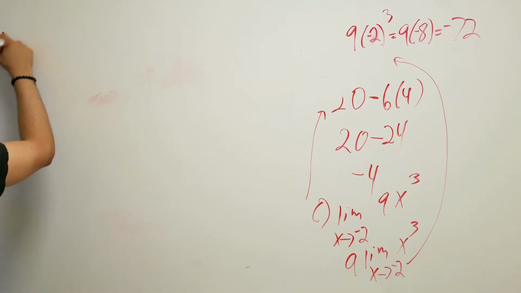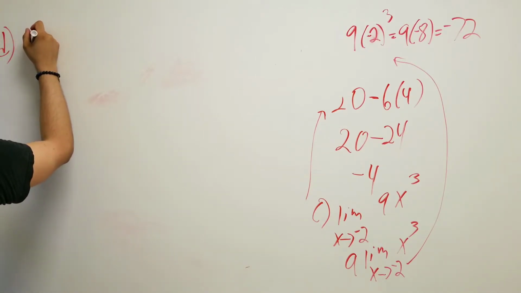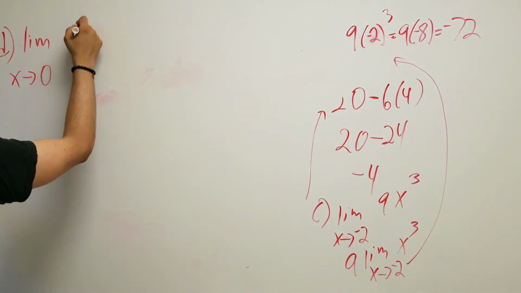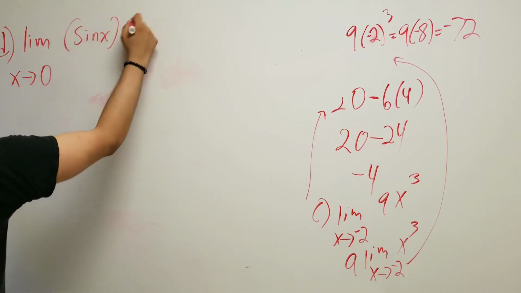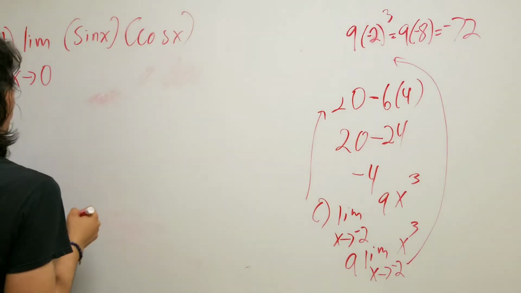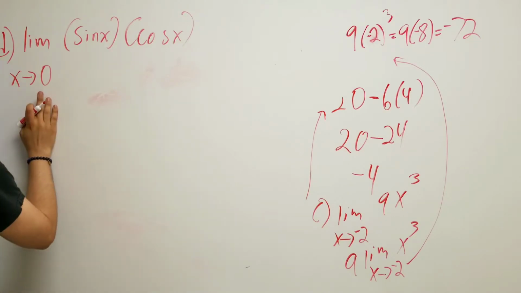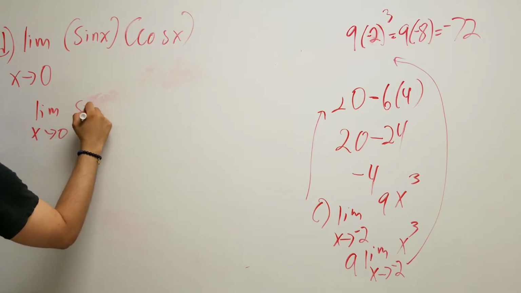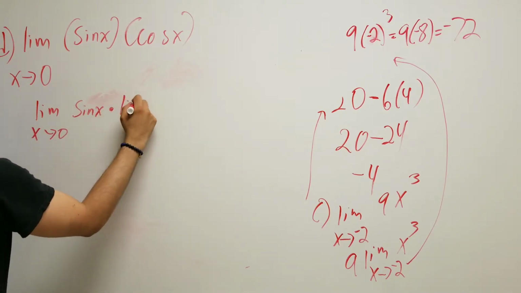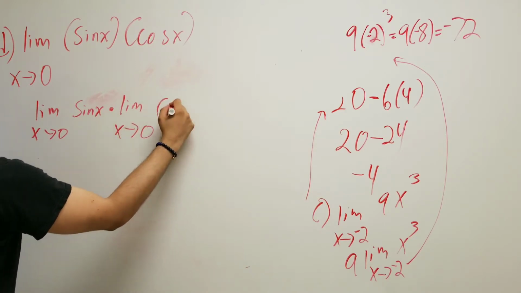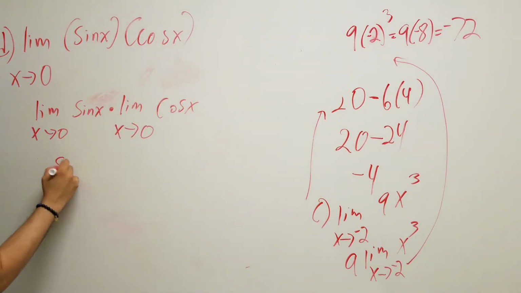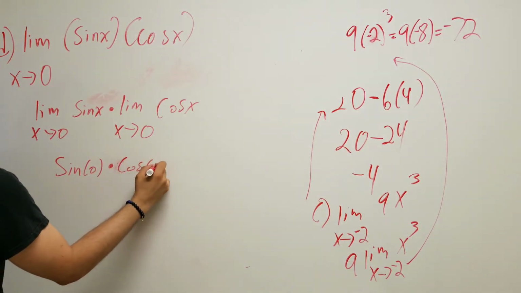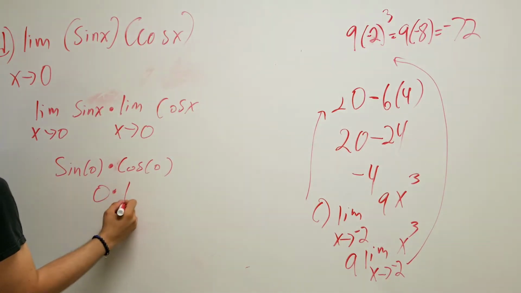So now let's take D. Let's say we use some trigonometric functions. Let's say I gave you the limit as x approaches 0 of sine of x times cosine of x. So again, from that property, it becomes the limit as x approaches 0 of sine of x times the limit as x approaches 0 of cosine of x. So we have sine of 0 times cosine of 0, which is just 0 times 1, which is just 0.